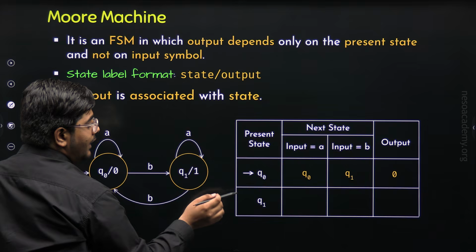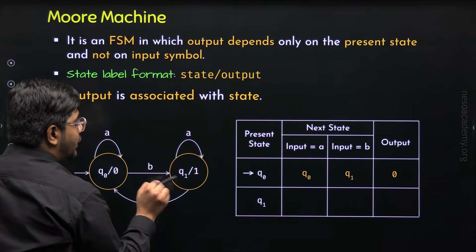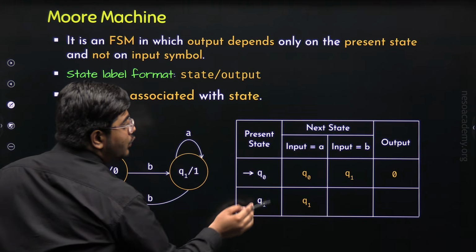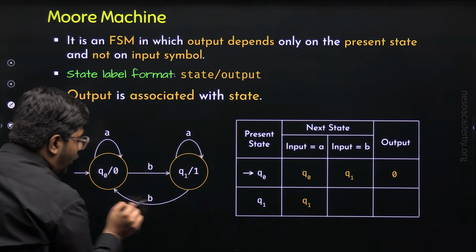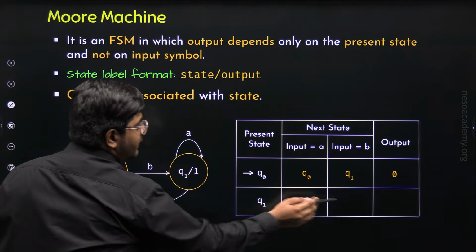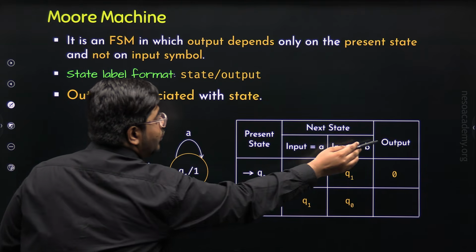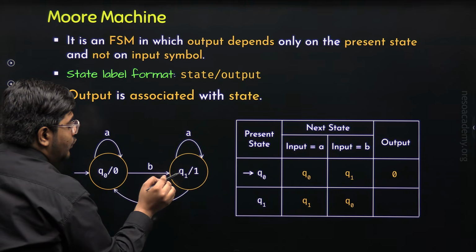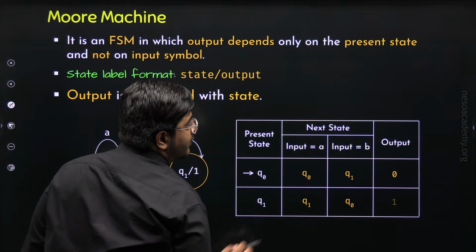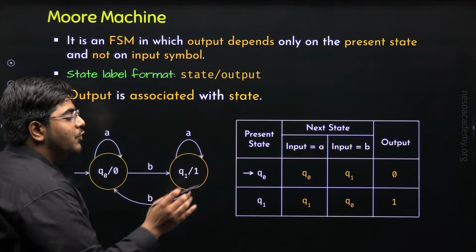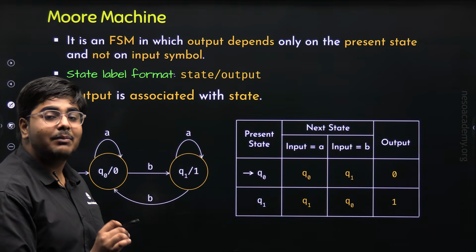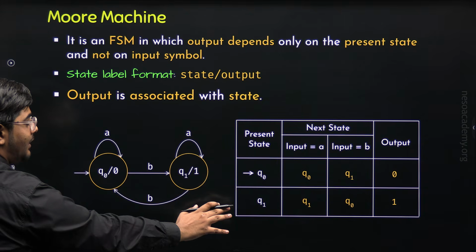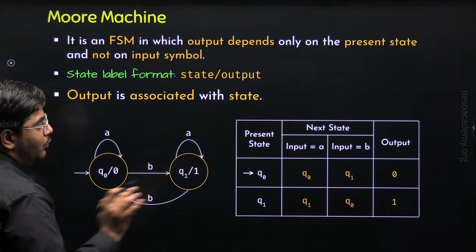Similarly for the state Q1 on input symbol A, Q1 on A is giving us Q1. So here we will write Q1. Q1 on B, we are getting Q0. So here we will write Q0. Now we have to write the output associated with Q1. So the output associated with Q1 is 1. So here we will write 1. I hope you find the construction of the transition table of a Moore machine very simple. So this is the transition table and the transition diagram of a Moore machine.